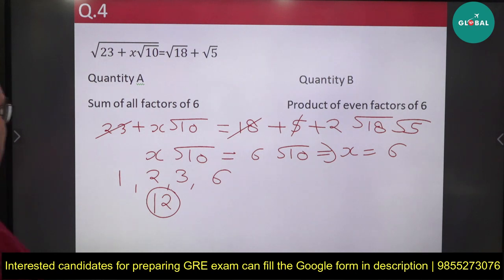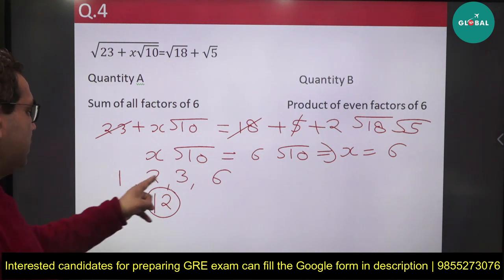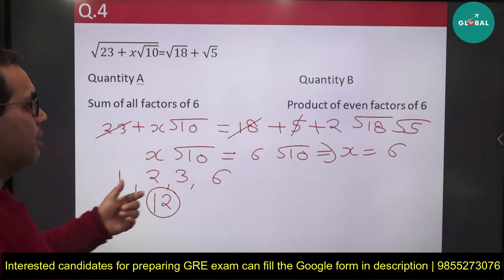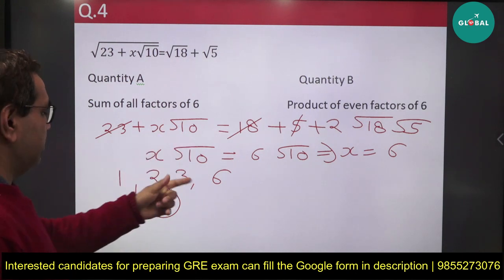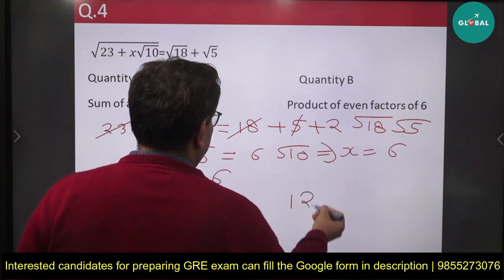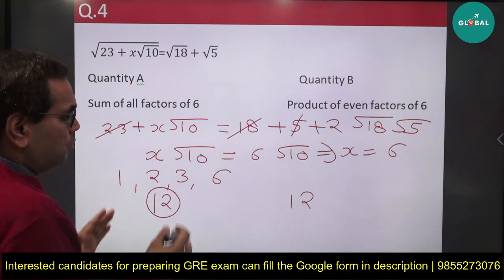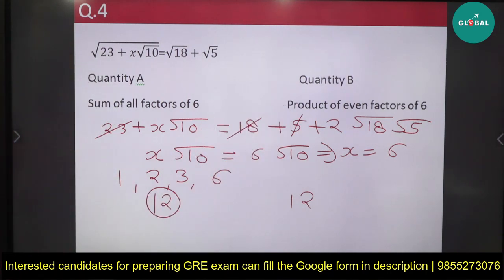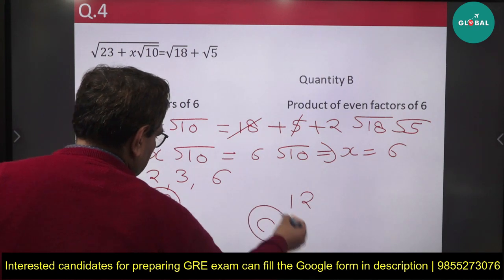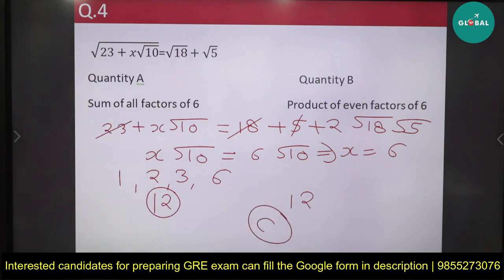Now what are the even factors of 6? 2 and 6 are the even factors. So what will be the product of even factors? It will be again 12. So it means both quantities are coming to be equal to 12. So our option will be C. Both quantities are equal to each other. Okay, we have 4 options as we have taken in the previous question. So according to that, C is the right answer. So for problems on surds, they may ask just simple simplification.